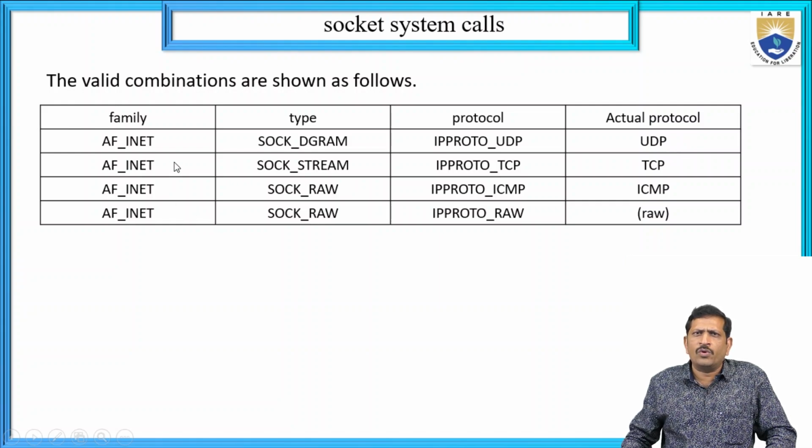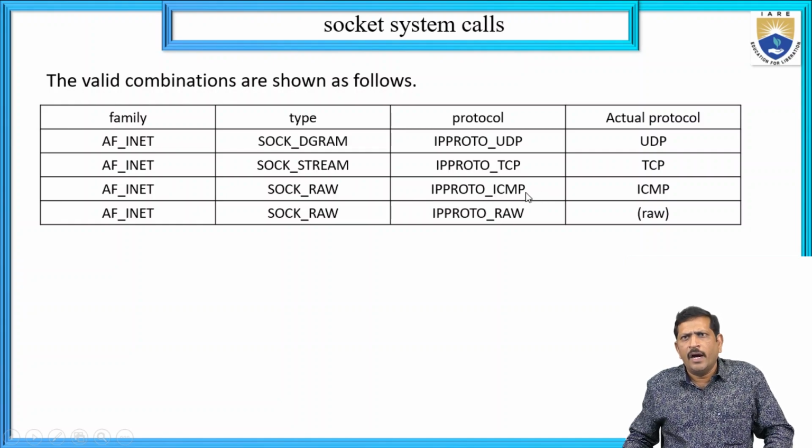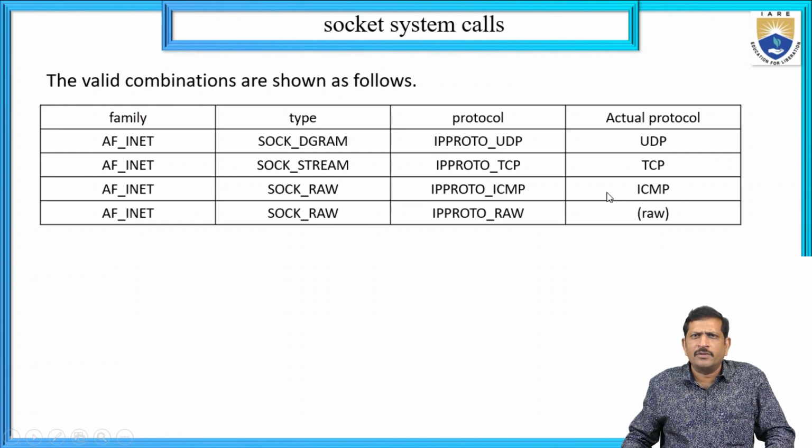Next, AF_INET the family, where the type is SOCK_STREAM and the protocol is TCP, that means IPPROTO_TCP. Here the actual protocol is TCP. And AF_INET, where the type is SOCK_RAW and the protocol is IPPROTO_ICMP. Now we can use the ICMP protocol for transmitting data from client to server.